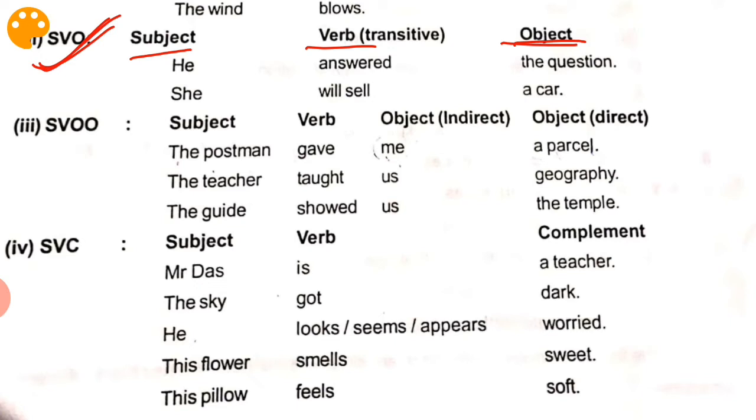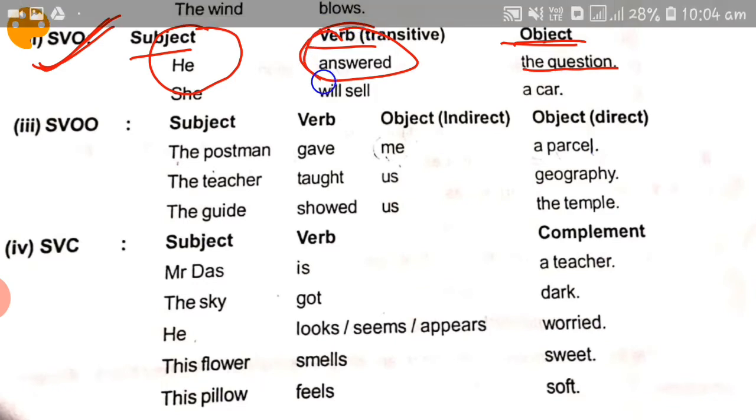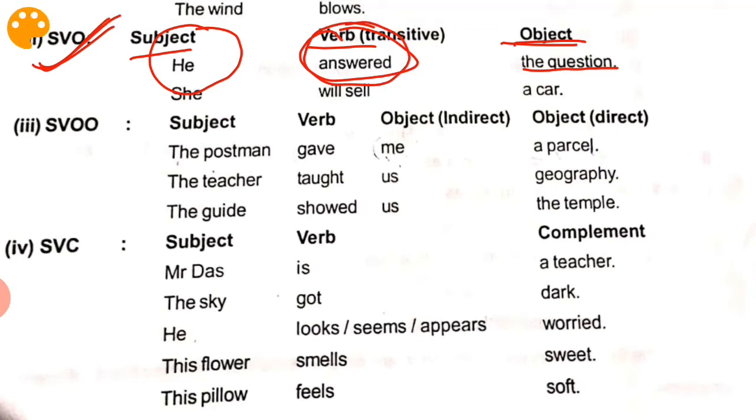So this is the subject, verb and object pattern. He answered the question. He is the subject here, answered is the verb and the question is the object. You can ask the verb a question using what and whom. What answered? The question was answered. So this is the object.